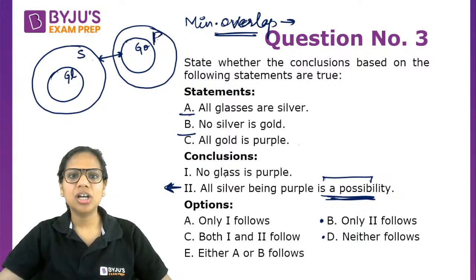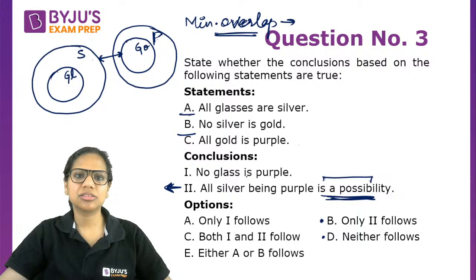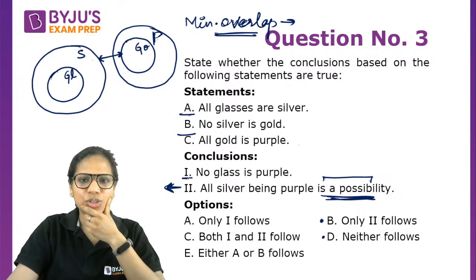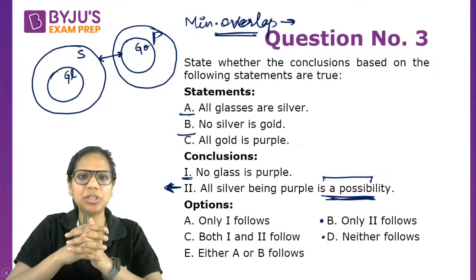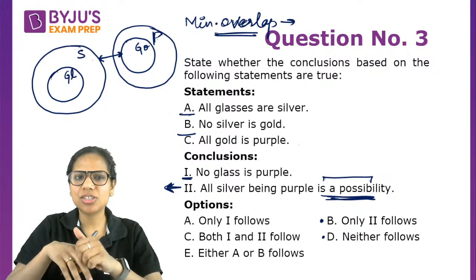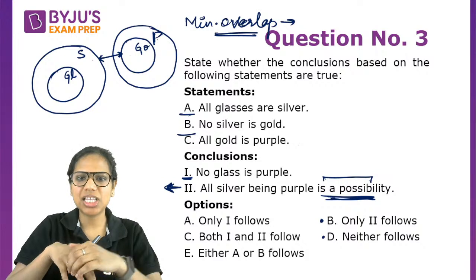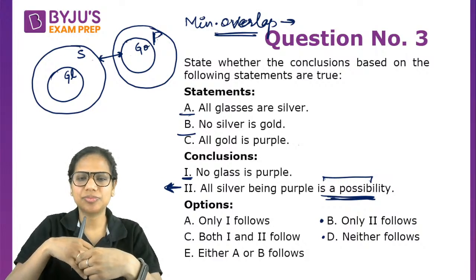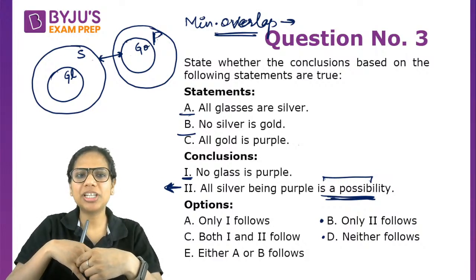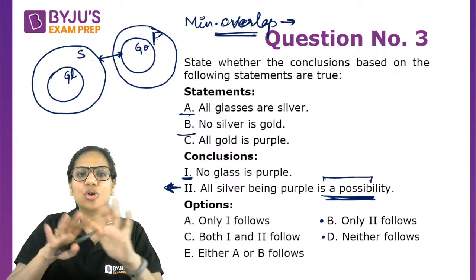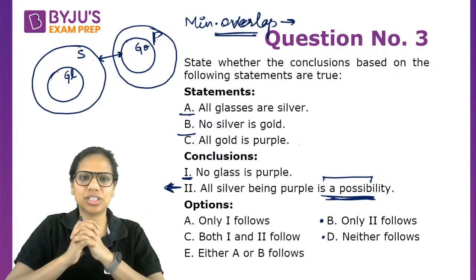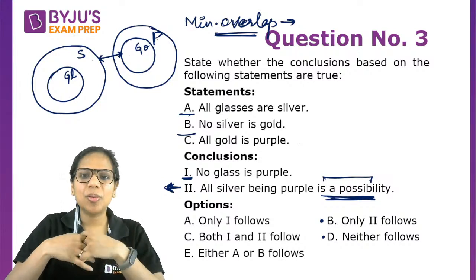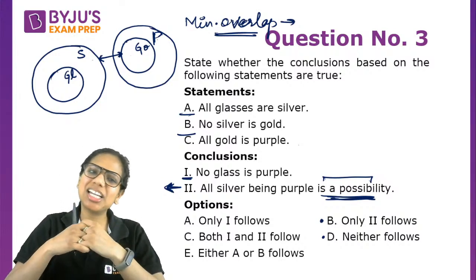No glass is purple. Is that necessary? Tell me, yes or no? Is that necessary, that no glass is purple? I just told you I can draw purple in n number of ways. Gold cannot intersect silver. That's there. But purple can intersect anything.